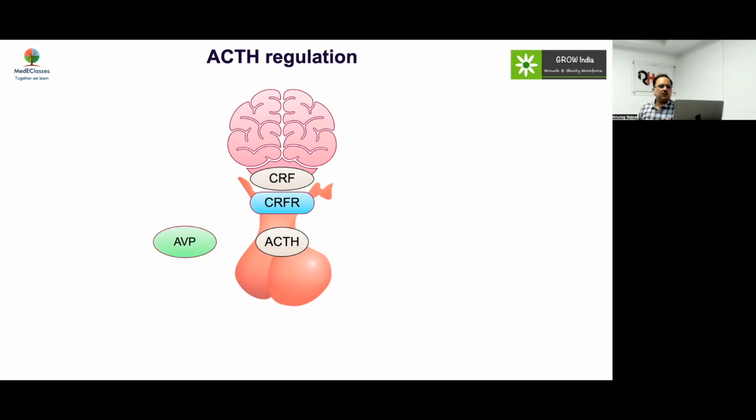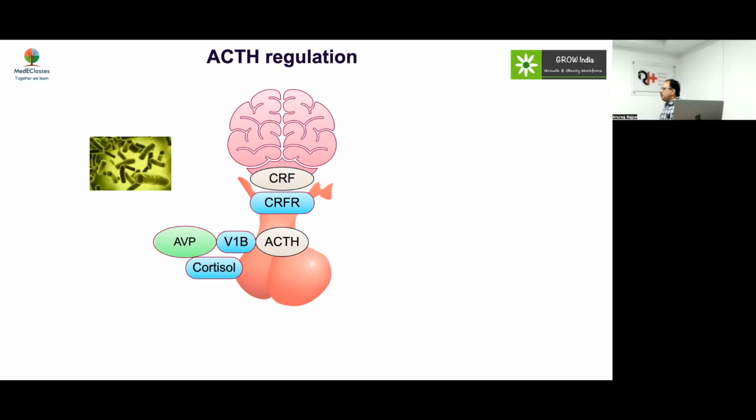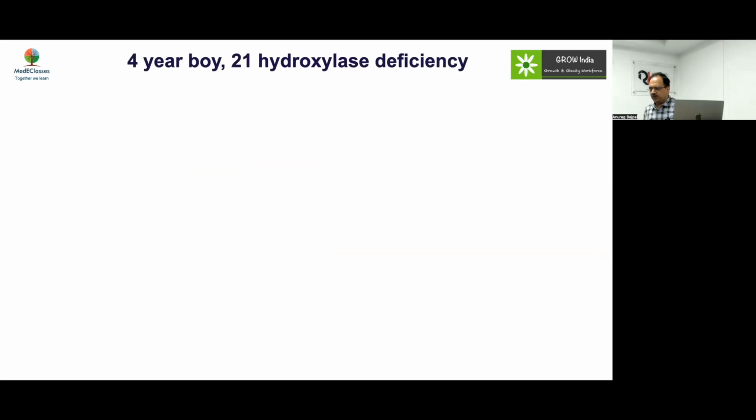The body increases the ACTH production. AVP also, via the V1B receptor, is having an effect. Cortisol, of course, will have an inhibitory effect. So cortisol inhibits the ACTH as well as the CRF. At all levels, cortisol will inhibit, which is a feedback mechanism. It also inhibits AVP. Now, if you have an infection or if you have a stress hormone release, like interleukins, all this will also increase the production of cortisol, which is well known, and they will also have an ACTH effect. So based upon that, we'll start off with this case, a 4-year-old boy with 21-hydroxylase deficiency.